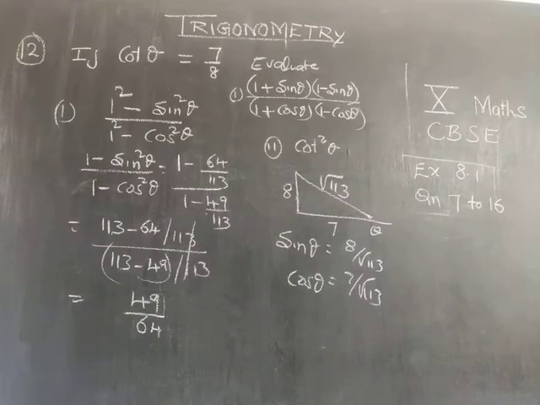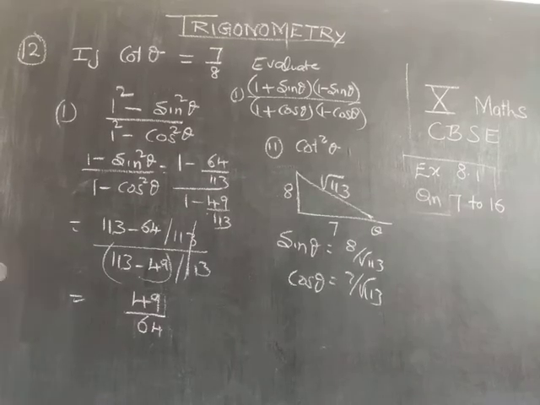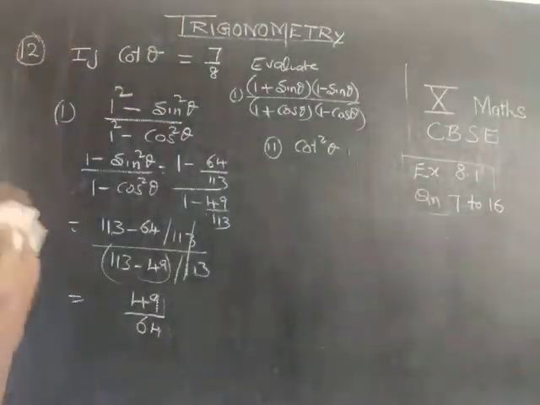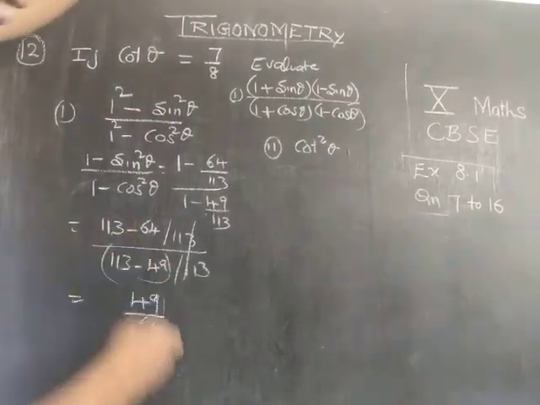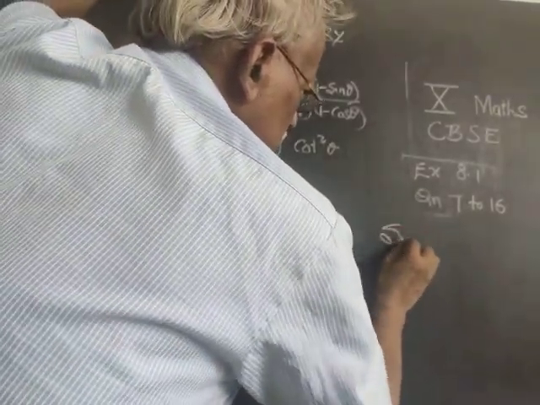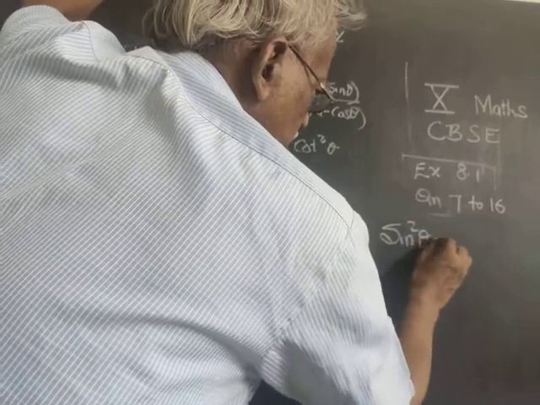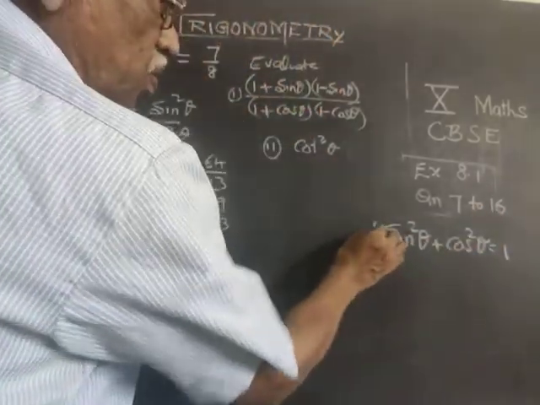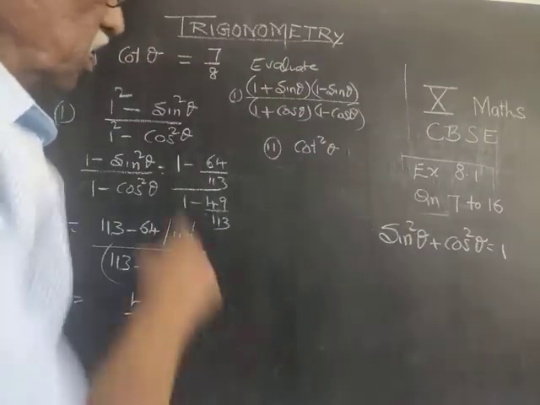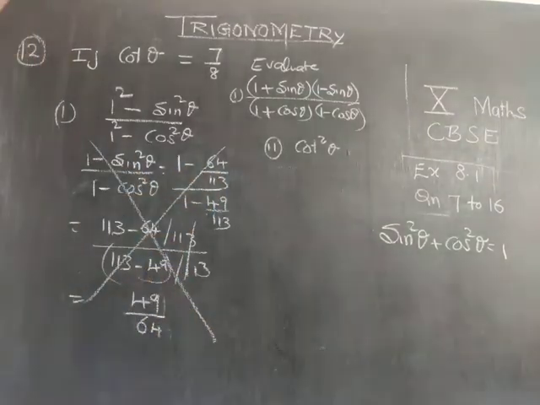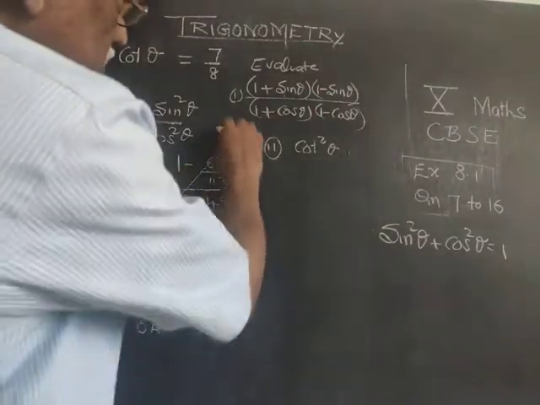But very soon you are going to learn, I said that you are going to learn 3 identities, and let me touch on them now itself. Anyhow you are going to learn very soon, after this exercise we are going to take that. The identities are sin square theta plus cos square theta equal to 1. Very important one, which is required for this problem. So instead of doing this, I am going to do it by another method.